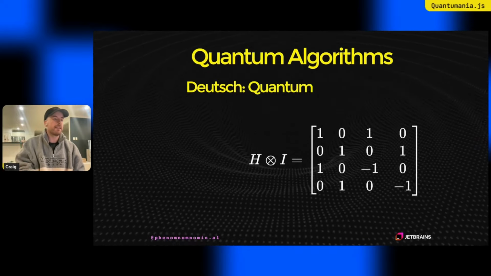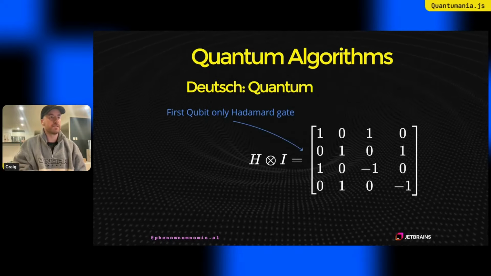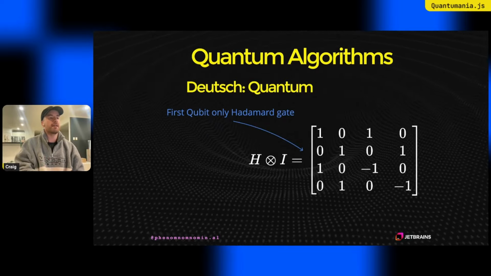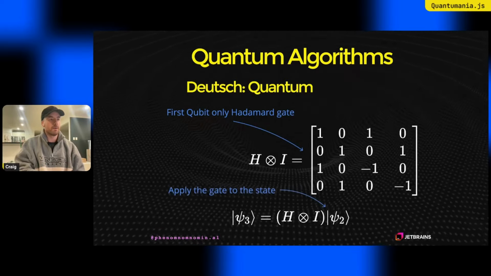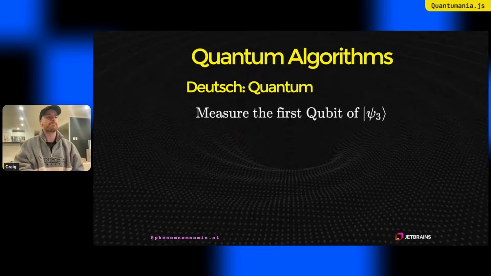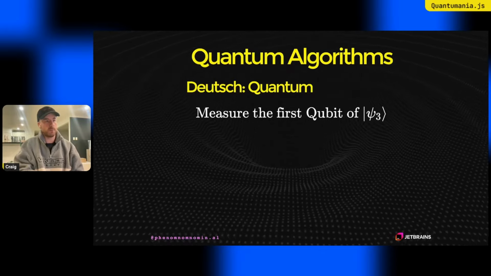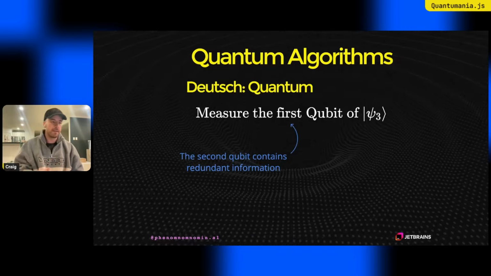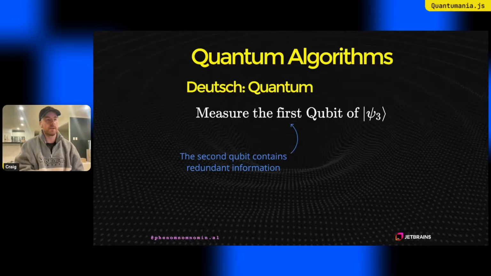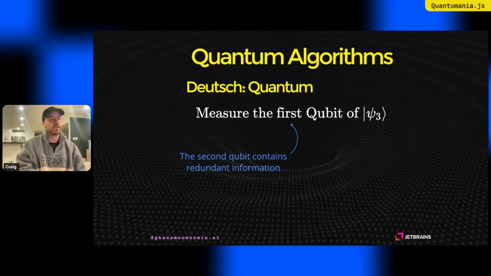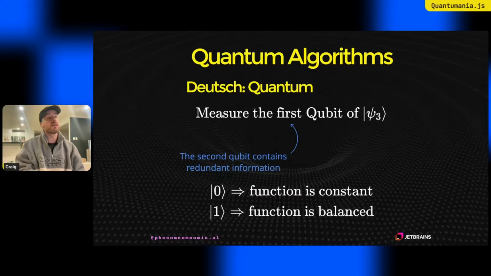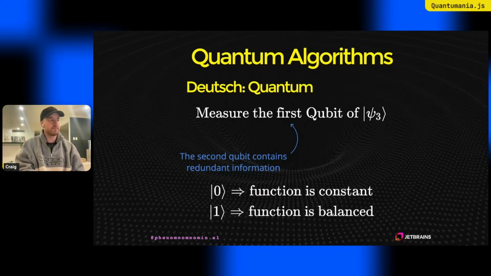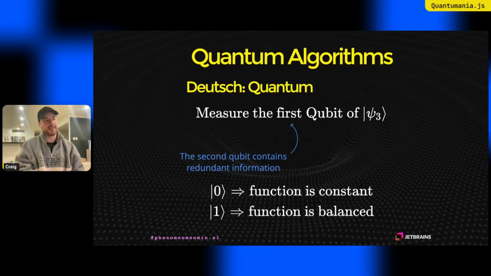We then take just the first qubit of our superposition state and apply a Hadamard gate again to that state that we had. And then we measure the first qubit. Because the second bit contains redundant information about phase and stuff that we don't care about for now, we're going to get the result out of the first qubit. If it's a 0, we know the function is constant, and if it's a 1, the function is balanced.